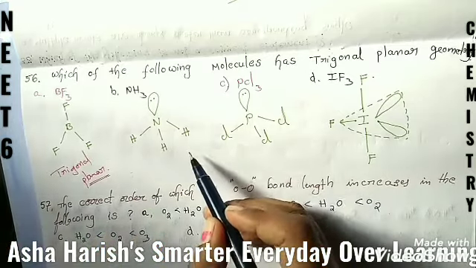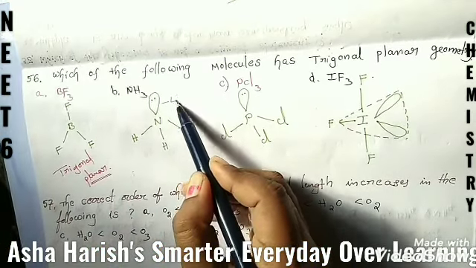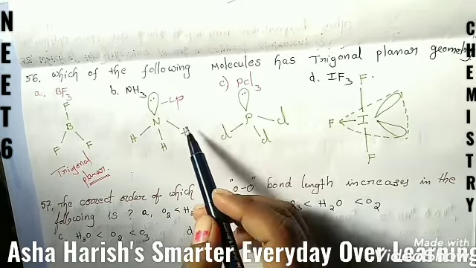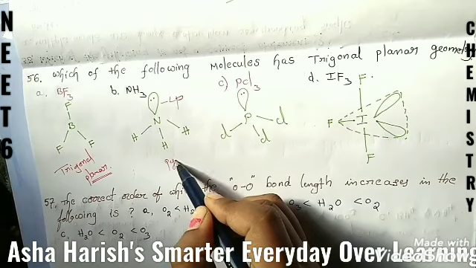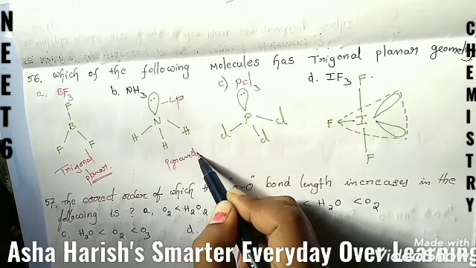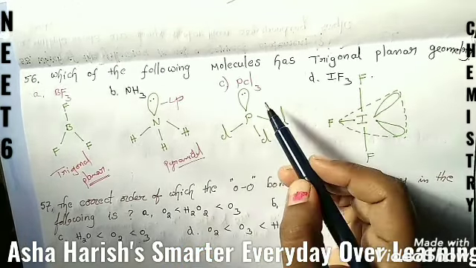Okay students, and we have NH3. This has a lone pair of electrons not participating in any bond. Here, upon the nitrogen, the structure is pyramidal. And next one we have PCl3.